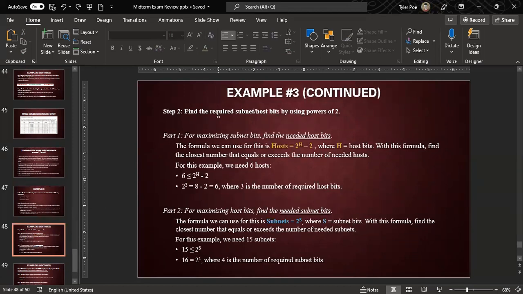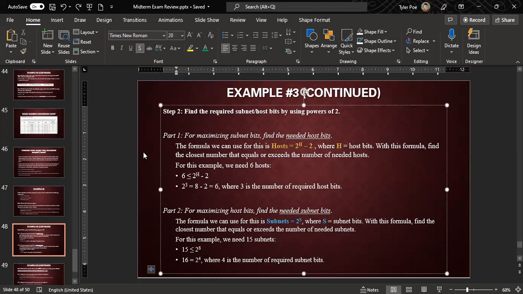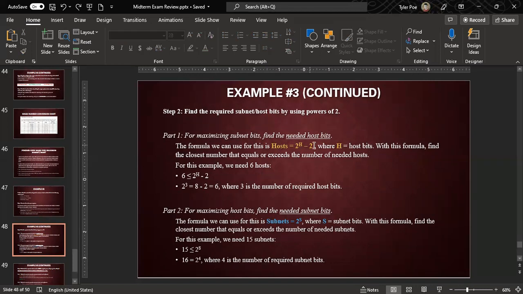Step 2 is to find the required subnet or host bits by using powers of 2. For the first part, we're going to find the needed number of host bits. There's a specific formula we use for this: hosts equals 2 to the power of h minus 2, where h equals host bits. Basically, we're solving for h. We're looking for powers of 2, subtracting 2 from that power. Does anybody know why we do this?